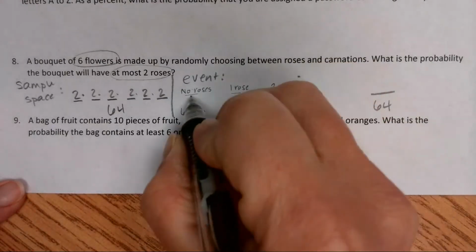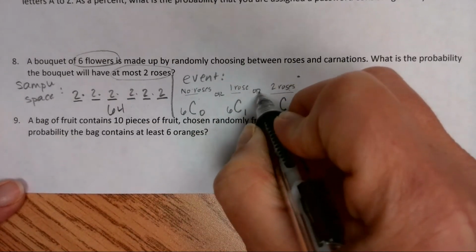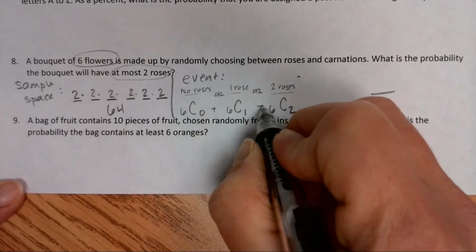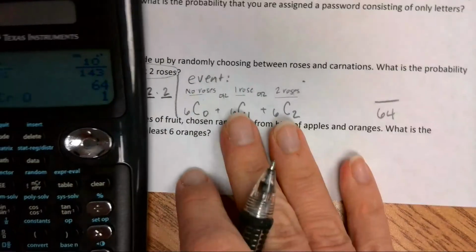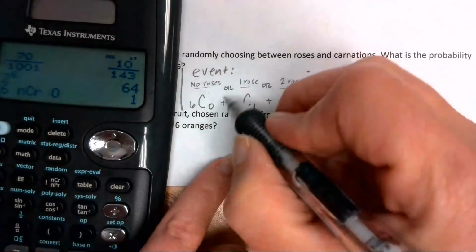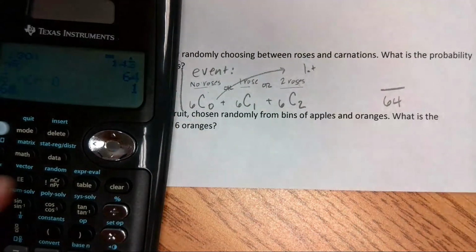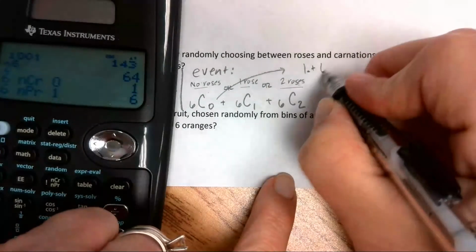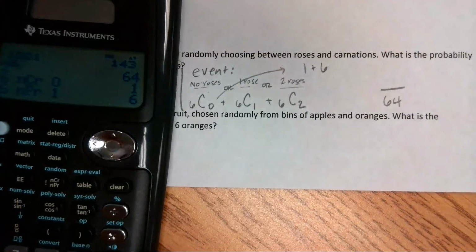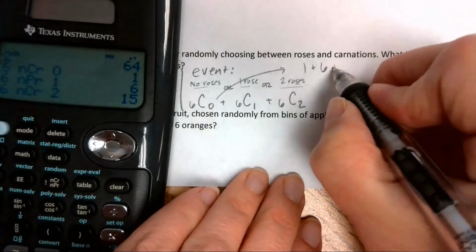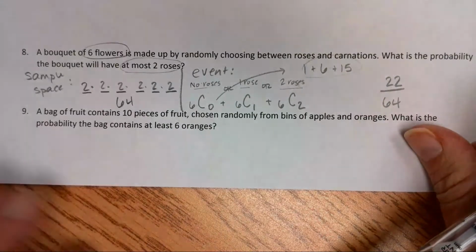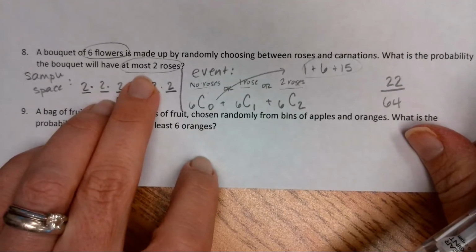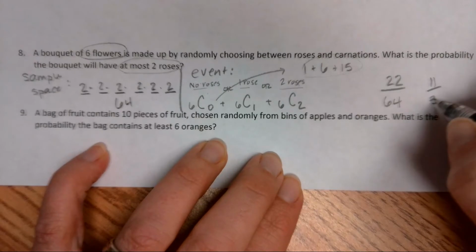Since I have no roses, or 1 rose, or 2 roses, and that satisfies my at most, I'm going to add these together. So 6 choose 0 is 1. Let me put this on here. 6 choose 1 is 6. And then 6 choose 2 is 15. So all together there are 22 different ways that I can have no roses, 1 rose, or 2 roses. Okay, and then this reduces to 11 out of 32.